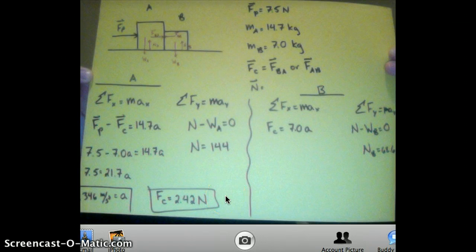Now part C asks what if we push from the other side, and I feel like you could figure that one out by really just reversing your picture and following these steps again. Hope that helps.